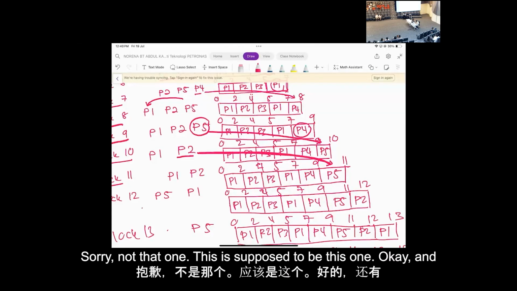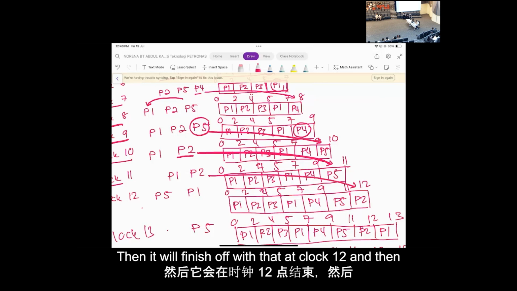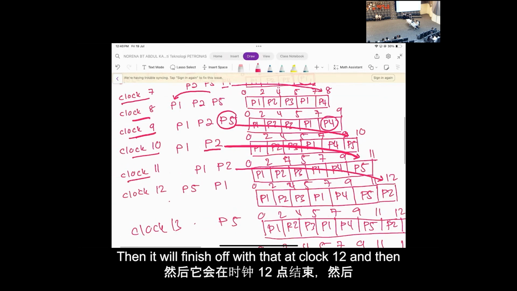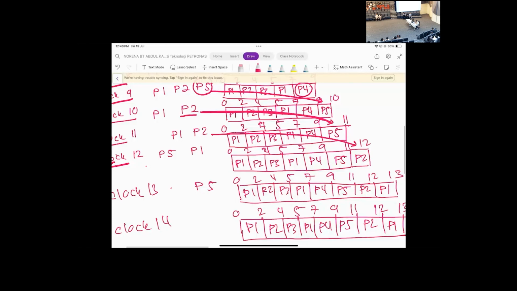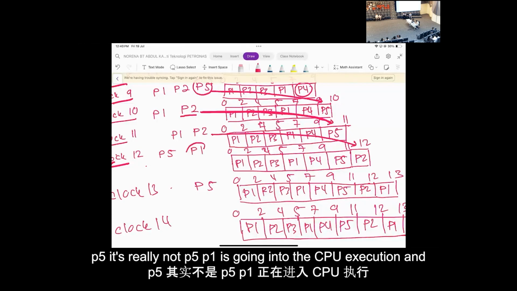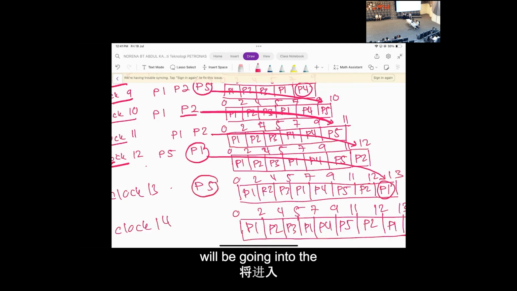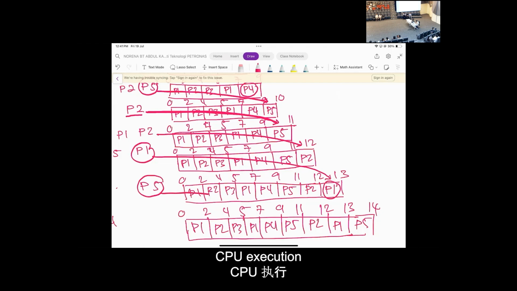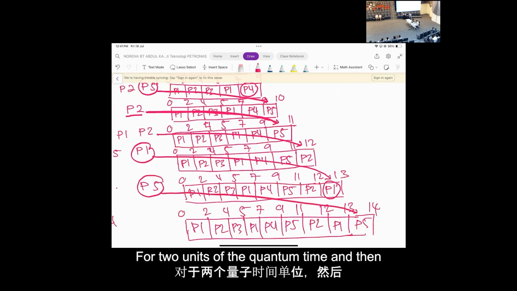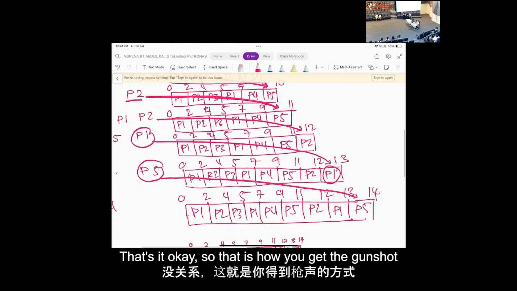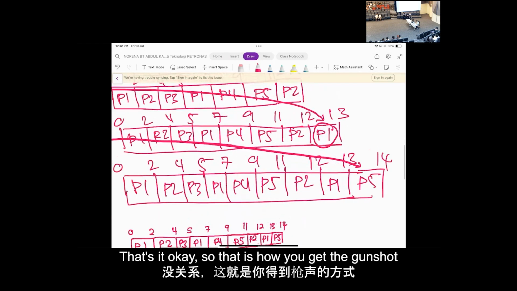Sorry, not that one. This is supposed to be this one. And then it will finish off with that at clock 12. And then P5, sorry, not P5, P1 is going into the CPU execution, and it will use 1 unit of the quantum time, because you only have 1 unit left. And then P5 will go into the CPU execution for 2 units of the quantum time, and that's it. So that is how you get the Gantt chart.